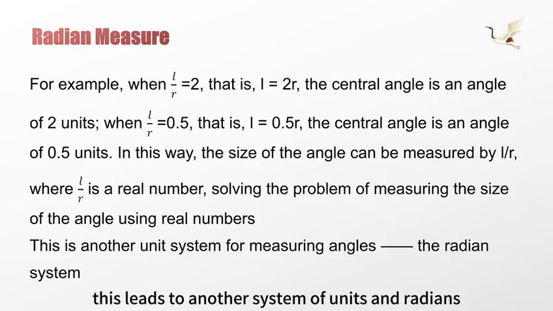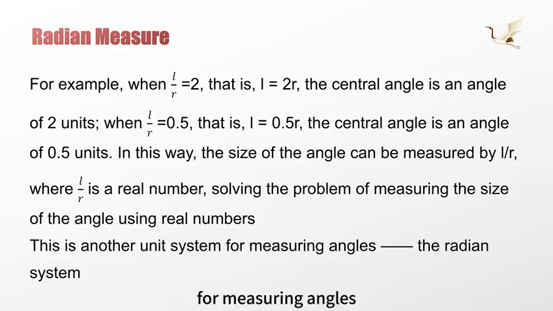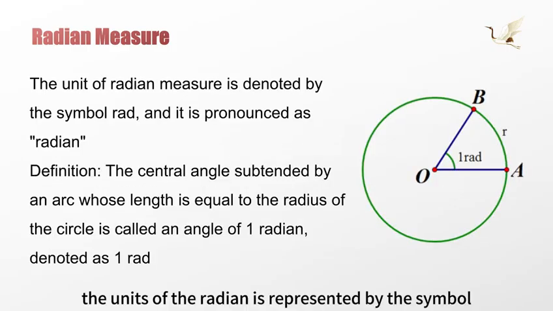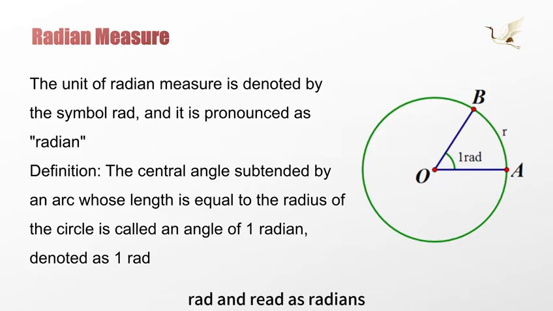This leads to another system of units, radians, for measuring angles. The unit of the radian is represented by the symbol rad and read as radians. The central angle of an arc with a length equal to the radius is called an angle of 1 radian, which is recorded as 1 rad, as shown in the figure.